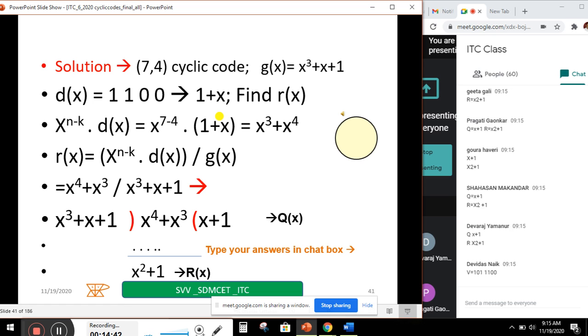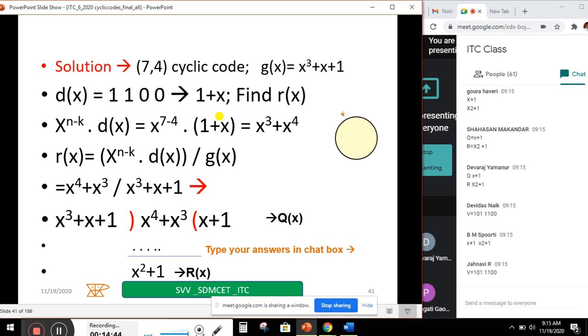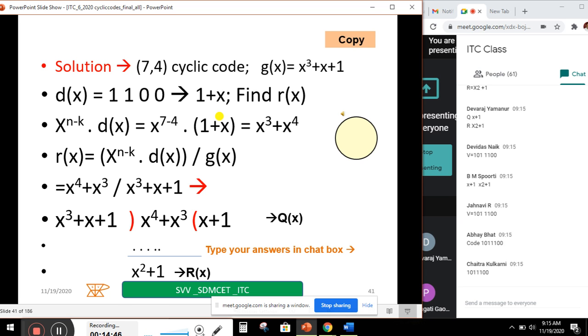Now I want you to write down the code words. Use R of x. Chaitra wrote 0101100. Praveen also wrote the same answer. Shruti has shared Q of x, R of x. Spurti got the code.